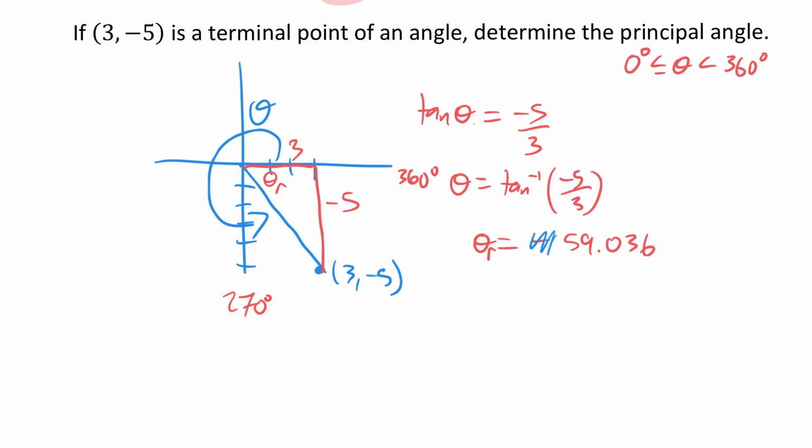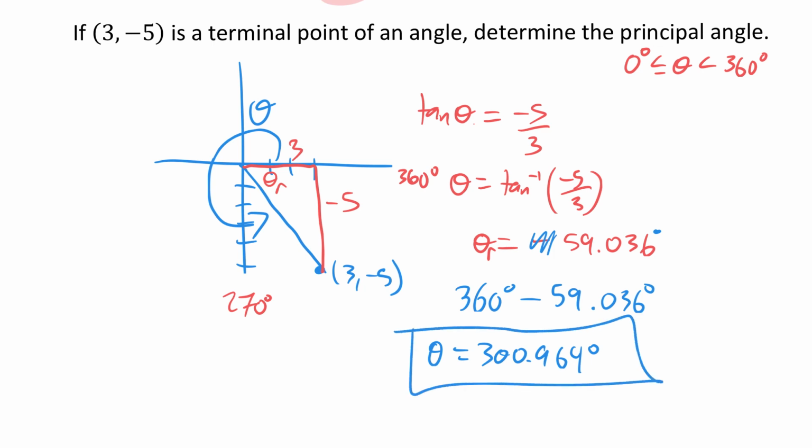And then I think to myself, well, how would that overall angle look? It looks like it's a little bit bigger than 270. It's almost like we went all the way to 360 and then we went back by 59 degrees. So I would take 360 and I would minus 59.036 degrees, giving me a final answer of 300.964 degrees. That would be my principal angle.